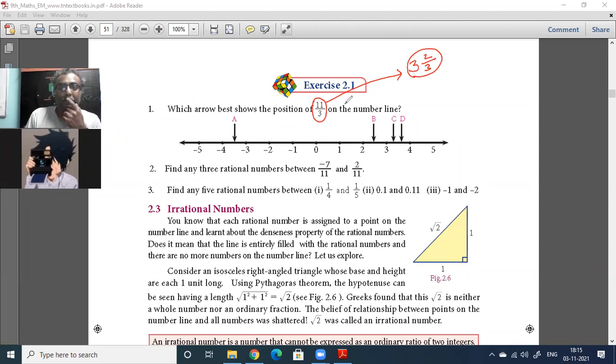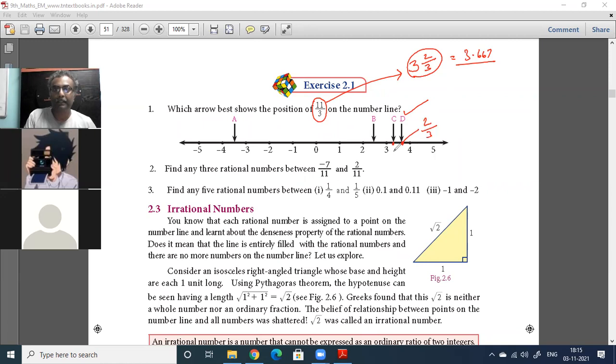What is the proper fraction for 11 by 3? This is 3.667. Correct. Now you tell me which one is the correct answer. A, B, C, or D? D, uncle. Yes, D is correct. 3.667. This is 2/3, this is 1/3. 3 and 1/3, this is 3 and 2/3. So what we are getting is 3 and 2/3. Correct. Very good. That we have finished.